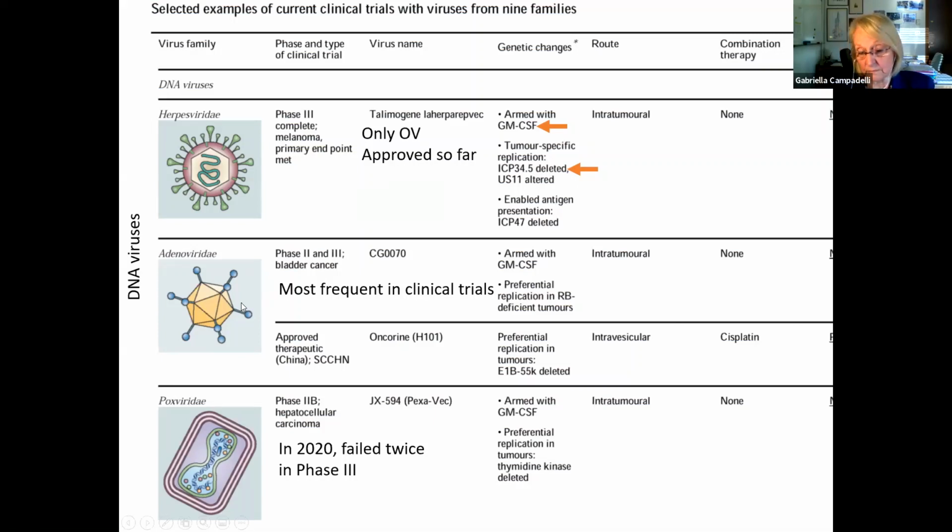The next most important are adenoviruses. They are in phase 2, in phase 3. They behave well, and that's it. They also host heterologous genes. The pox virus looked very promising because it can also be administered systemically, which is not listed here. However, in 2020, this virus failed twice in phase 3, so now it's really a problem. It failed in Europe and it failed in South Korea.